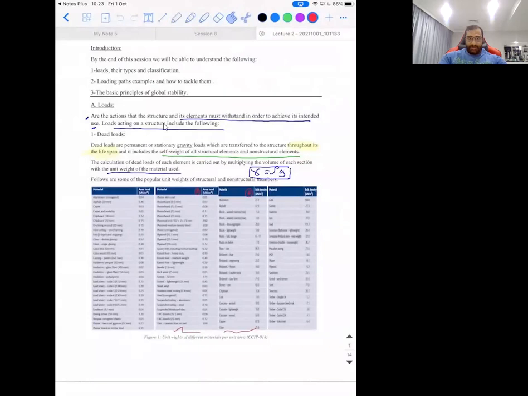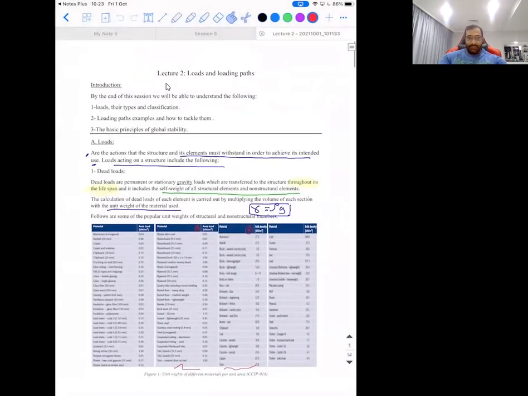So, introduction. By the end of the session, we'll be able to understand the following. Loads, their types and classifications. Loading paths, examples, and how to tackle them, and the basic principles of global stability. All these three things make you understand the structure as a whole, to feel it, to sense it, to know what's happening when loads act on the building.